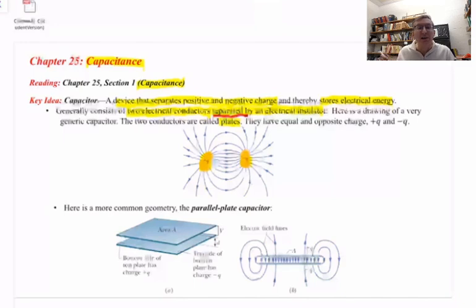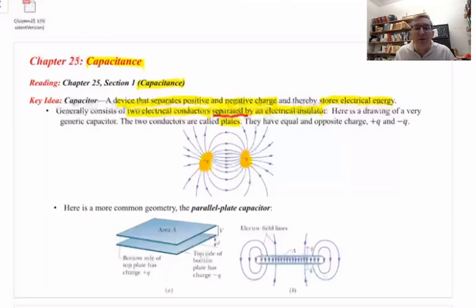Each one is a conductor. Notice, because of the charge, you get electric field in all of the space around the two conductors, and you can see some electric field lines to basically show you where the electric field is strong, where those field lines are bunched together, and what direction they point in, away from the positive charge and towards the negative charge. All right, that's a very general description of a capacitor.